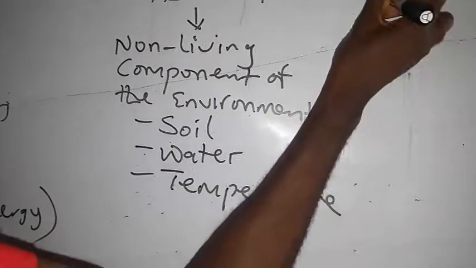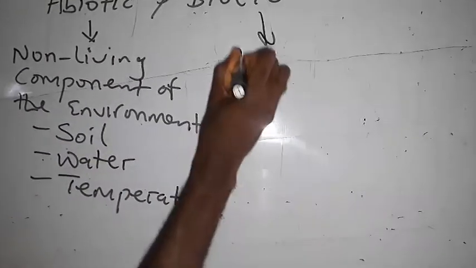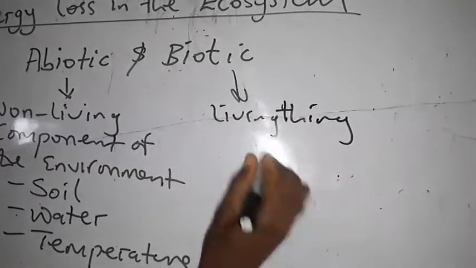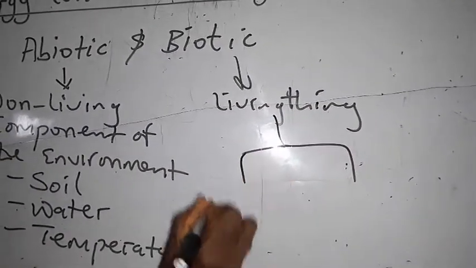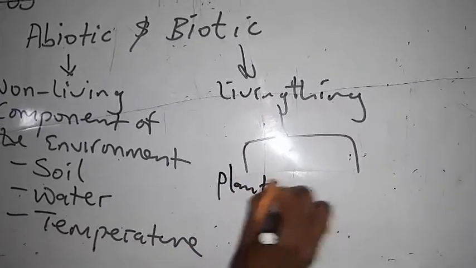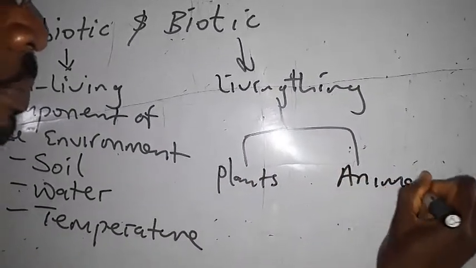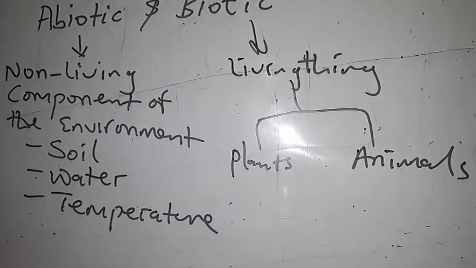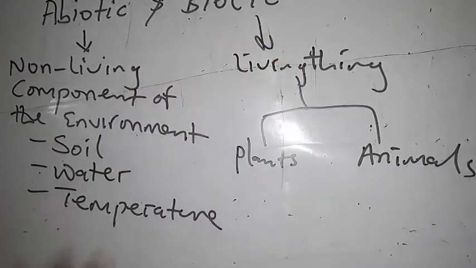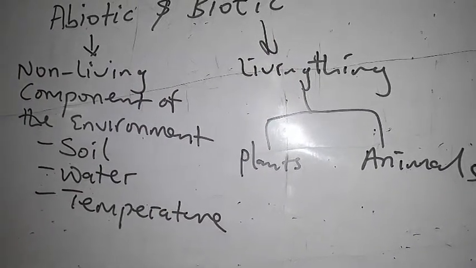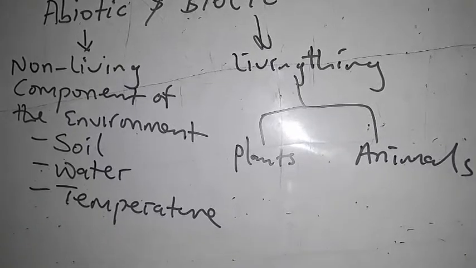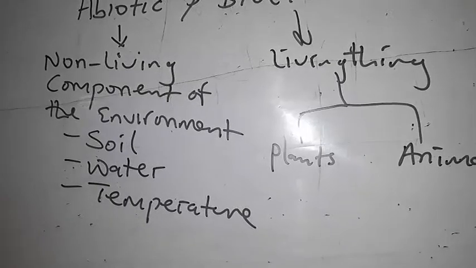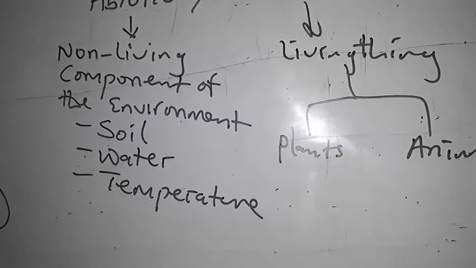Then we have the biotic factor, which comprises the living things. And these living things are grouped into two. We have plants and animals. These are the two components of the biotic factor. So these two together make up the ecosystem. And in this ecosystem, we know that energy is lost in one way or the other. And the following are the ways energy can be lost in our ecosystem.